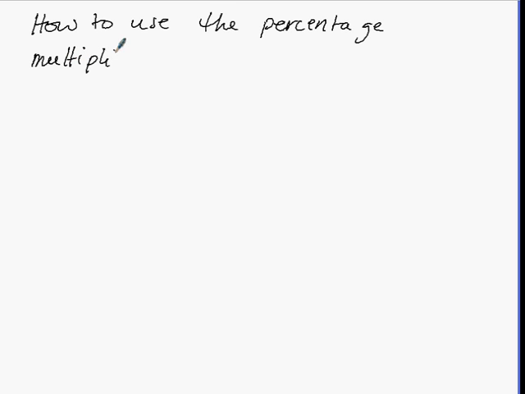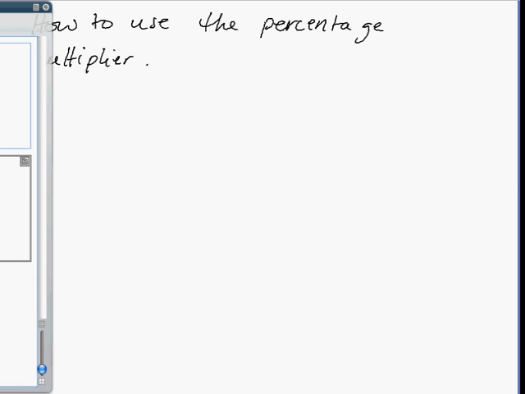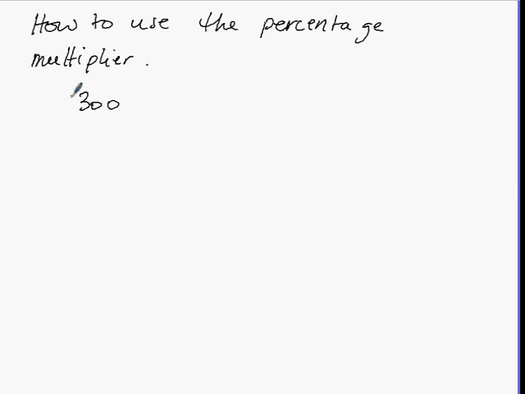Alright, so how to use the percentage multiplier. In order to use the percentage multiplier, the first thing you need to realize is that when something is increased by a certain amount, so let's say we had the same example as before, we had £300 and we want to increase it by, shall we say, 20% again.